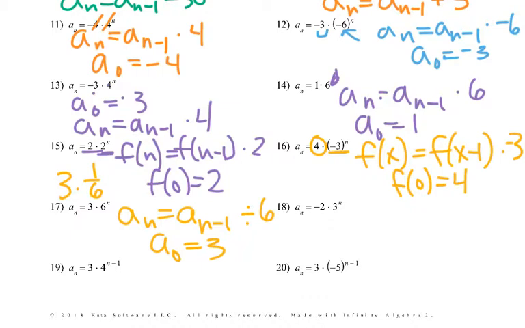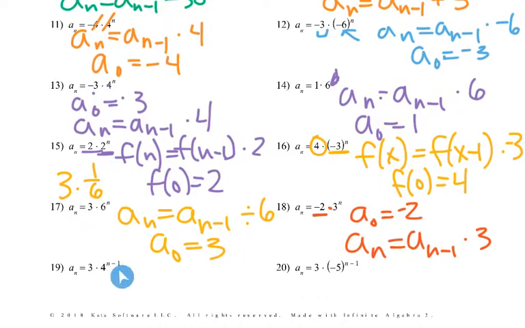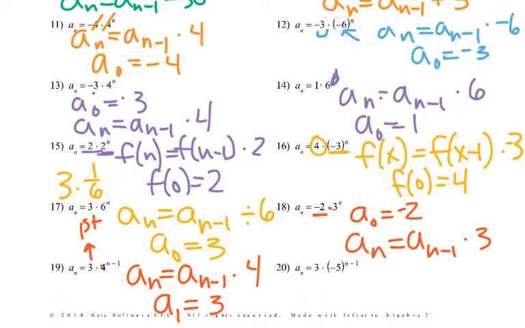Okay? Alright, number 18. Start at -2. My growth is times by 3. So I just write it out like that. Okay? Now number 19, notice we have this n minus 1. Okay? So what that tells us is that this actually isn't our 0 term. This is our first term. So really the only difference I have to do is go a sub n equals a sub n minus 1, still times 4. And then instead of a sub 0, I just go a sub 1 equals 3. And that still works. So for 20, same idea.